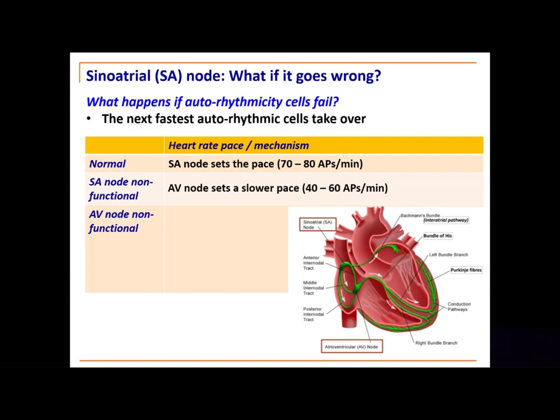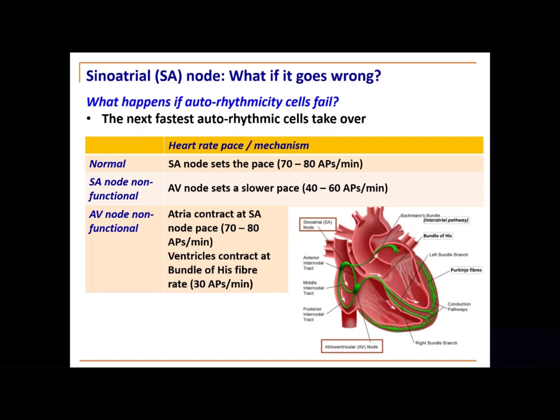And what happens if the AV node isn't working? Well, the atrium can still work fine, okay? So if the AV node isn't functioning but the SA node is, that's still working absolutely fine at 70 to 80 action potentials per minute. But the ventricles aren't getting that information from the AV node, so they now contract at the bundle of His fibre rate, which is 30 action potentials per minute. So basically you're getting the atria contracting at 70 to 80 and the ventricles completely in a discoordinated way, in other words, not interacting with the atria, contracting at 30 or so action potentials or beats per minute.